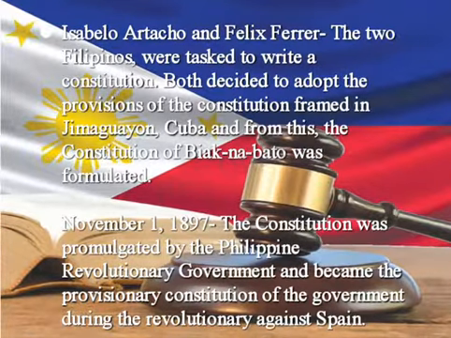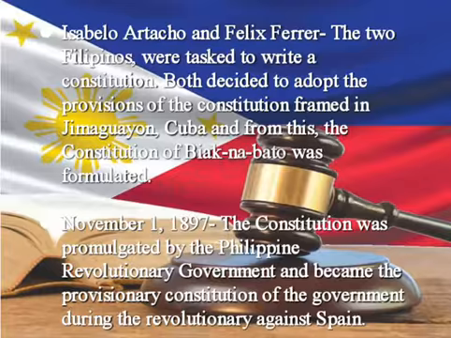Isabelo Artacho and Felix Ferrer, the two Filipinos, were tasked to write a constitution. Both decided to adopt the provisions of the constitution framed in Jimaguayú, Cuba, and from this, the Constitution of Biak na Bato was formulated. On November 1, 1897, the Constitution was promulgated by the Philippine Revolutionary Government and became the provisional constitution of the government during the Revolution against Spain. In spite of being a copied constitution, the Biak na Bato Constitution had its own unique features.